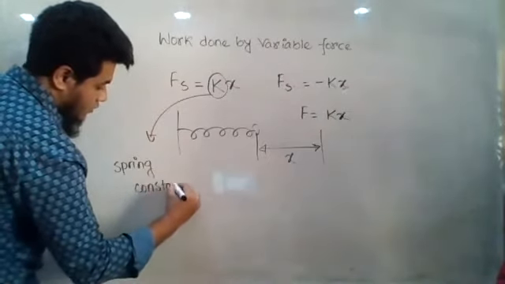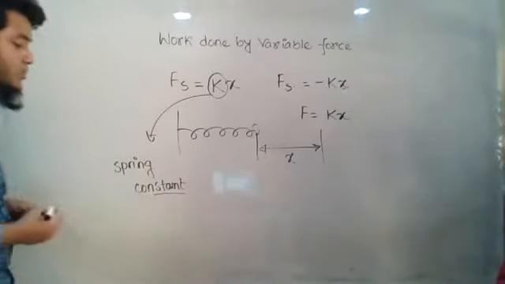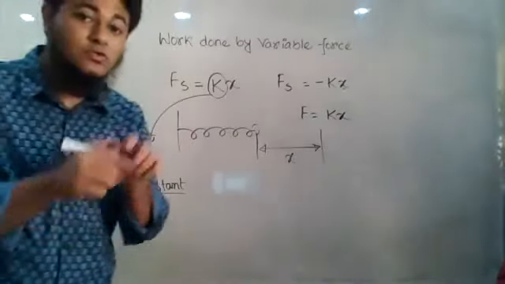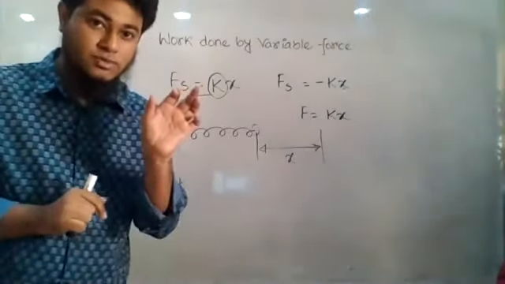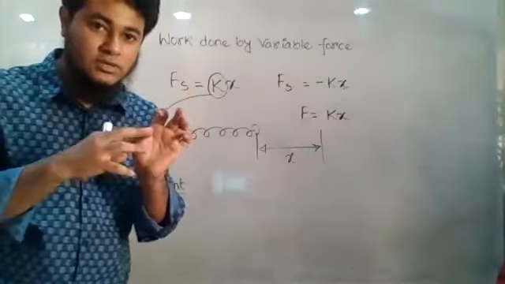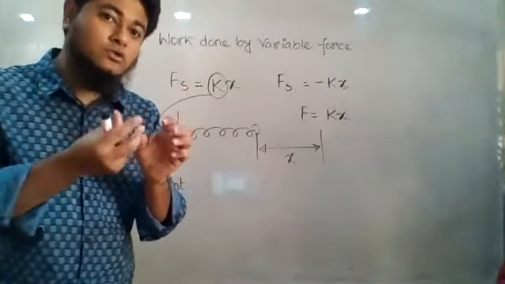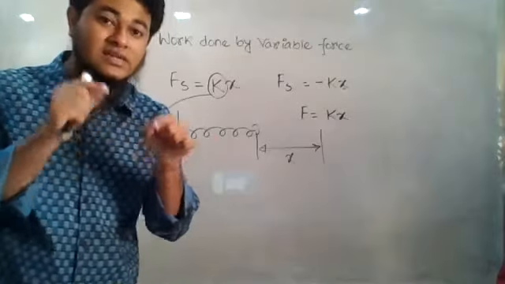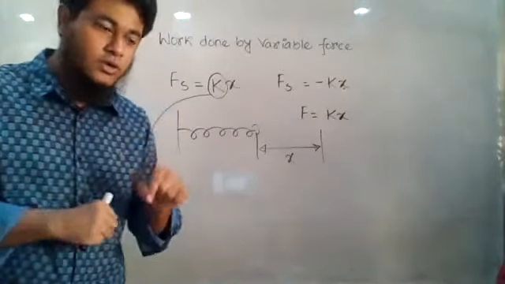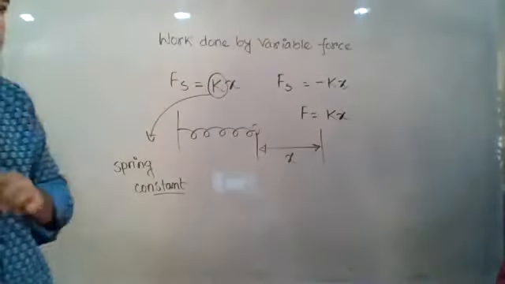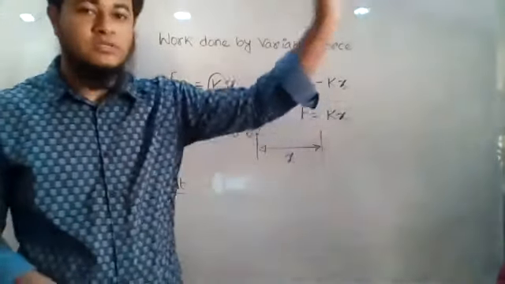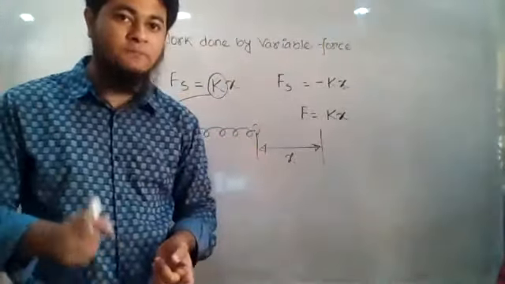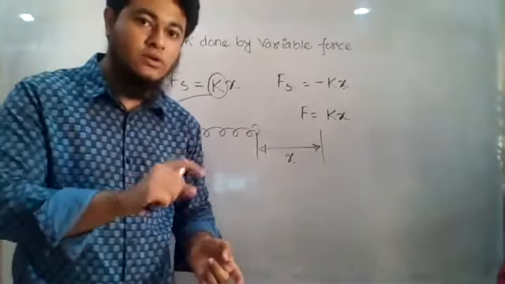Spring constant. Now this spring constant is constant for a particular spring. You change the spring, for the next spring, there will also be a particular value of k, which will remain constant until you change the spring. So do not get confused that it is constant for all the springs in the world. It's not like that. It is constant for a particular spring.